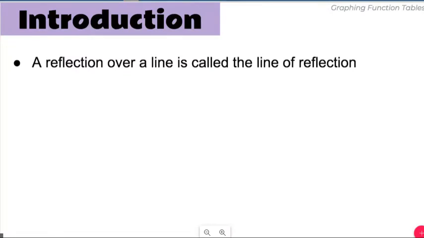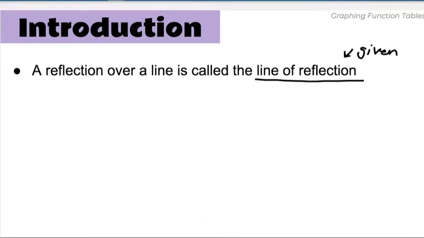Okay, let's gather a little information. A reflection is over a line, called the line of reflection. So you'll be given the line of reflection. You'll be told what this is. Again, you'll be given the reflection instructions, and we call those the line of reflection.